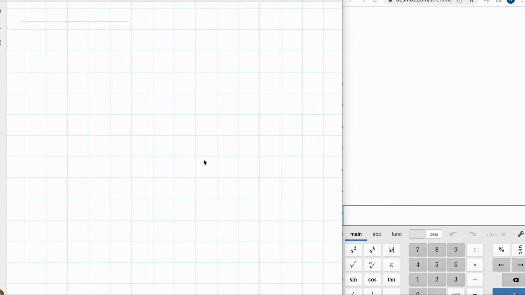So first thing, this is trigonometry and finding sides. Now this corresponds to 3E and 3F in your exercise books, so in your textbooks.